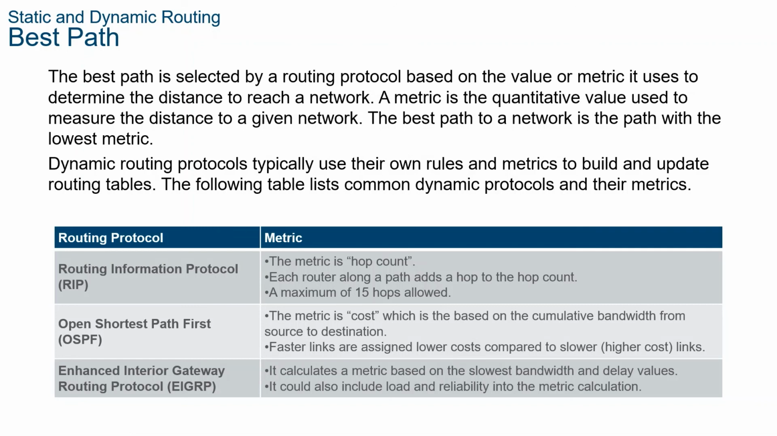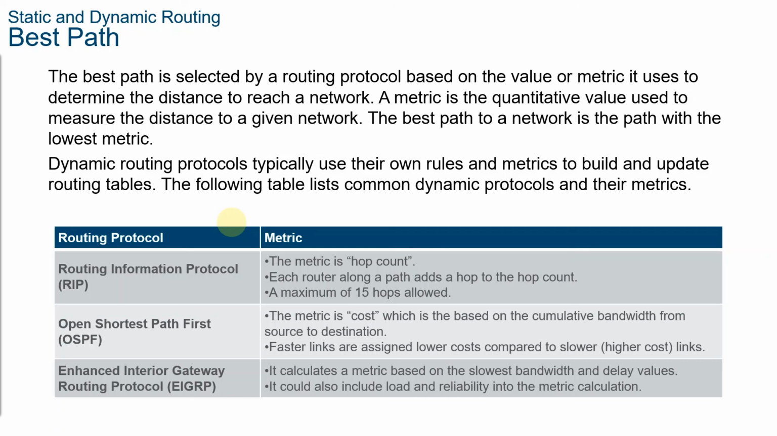How about the best path? Before a path to a remote network is offered to the routing table, the dynamic routing protocol must determine the best path to the network. Determining the best path may involve the evaluation of multiple paths to the same destination network and selecting the optimum or the shortest path to reach that network.